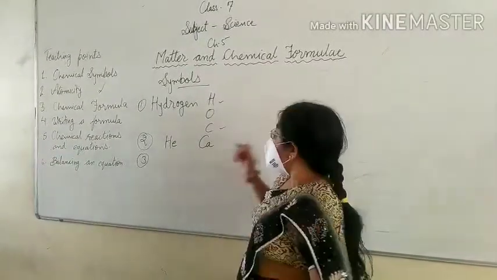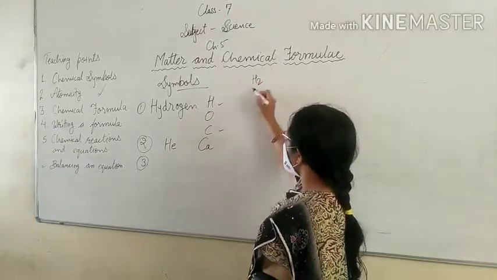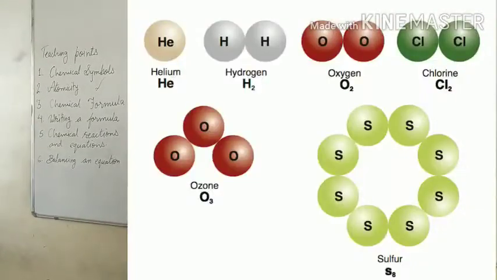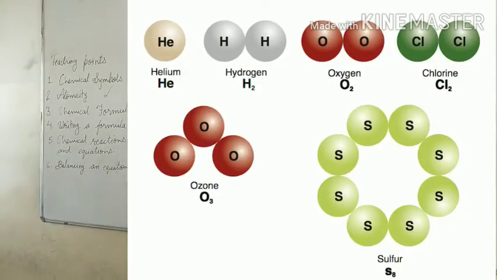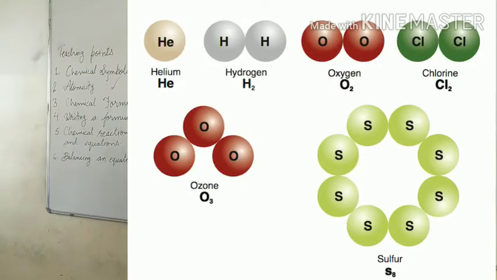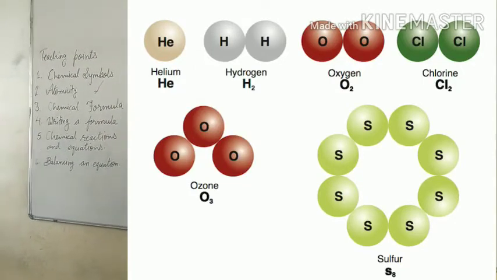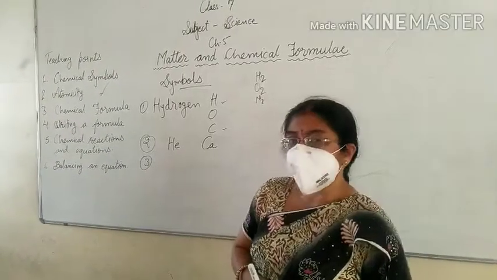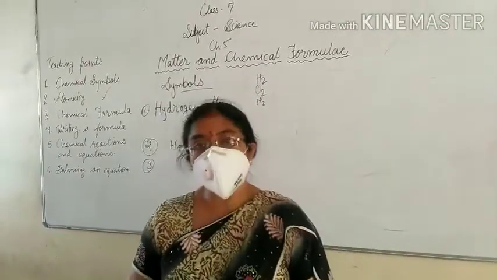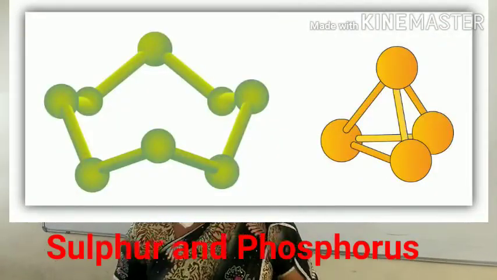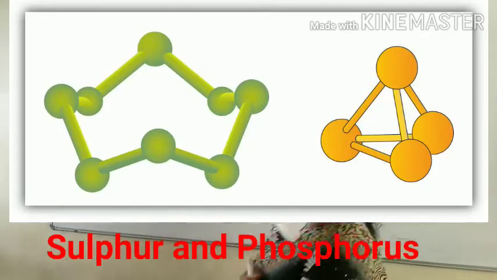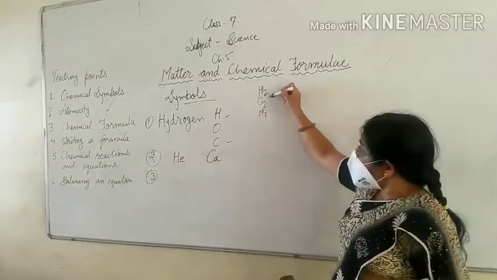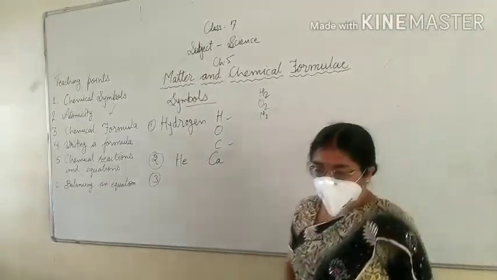The second type is diatomic, like hydrogen, H2, oxygen, O2, nitrogen, N2. There are also some other elements like phosphorus, ozone, and sulfur, where more than 2 atoms are found in a molecule. In ozone, 3 atoms combine. In phosphorus, 4 atoms combine together. In sulfur, S8, and in boron, 12 atoms combine together. And all the numbers of atoms are written in subscript form.